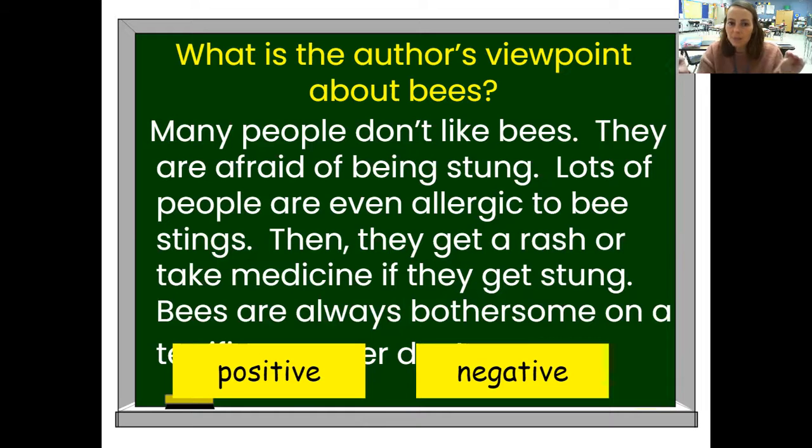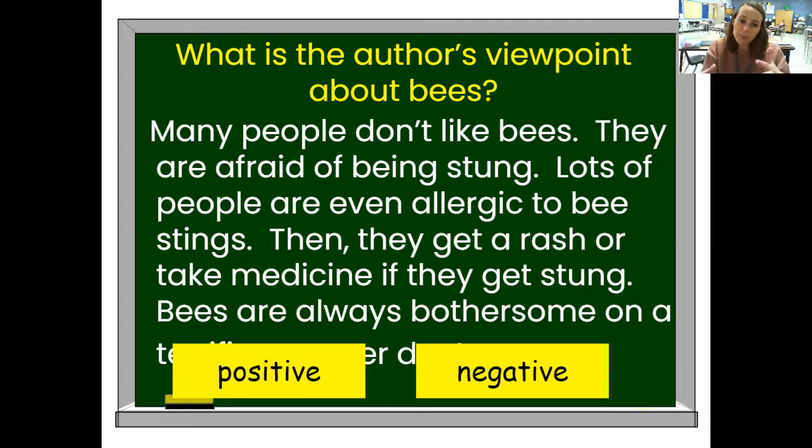We had some more clues in there, didn't we? That last sentence, bees are always bothersome. That's an opinion sentence, isn't it? So that gives us a really big clue as to how this author feels. Thumbs up, thumbs down, show me, what do you think? Positive viewpoint or negative viewpoint? I think this one's pretty obvious. It's a negative viewpoint, right? This author does not like bees.